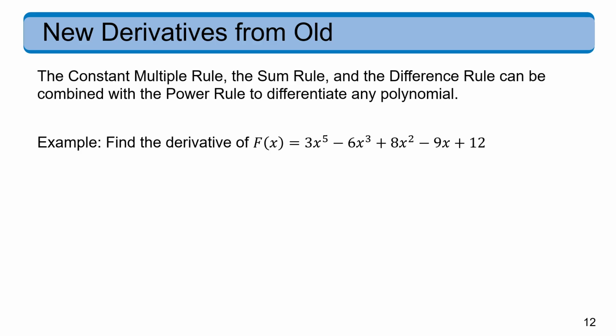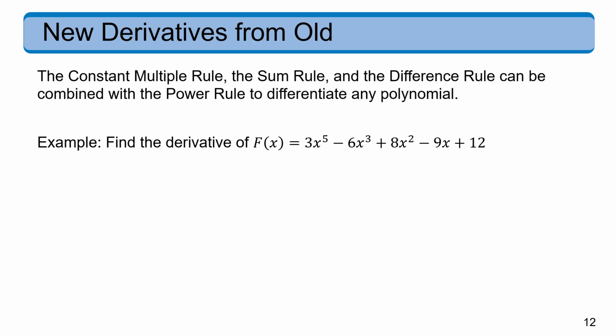So one of the main points of this section is how to find the derivative of polynomials. So now for any polynomial you can apply the three rules we just learned to quickly find its derivative: the constant multiple rule, the sum rule, and the difference rule combined with the power rule. So here's an example to see how this works.